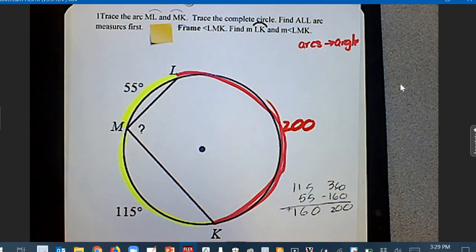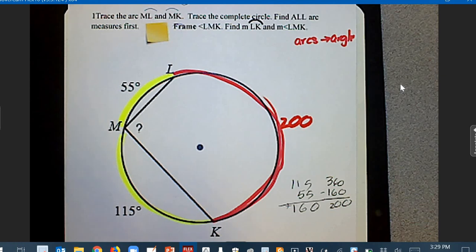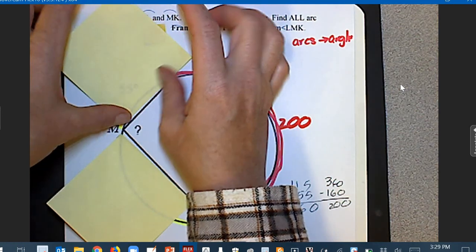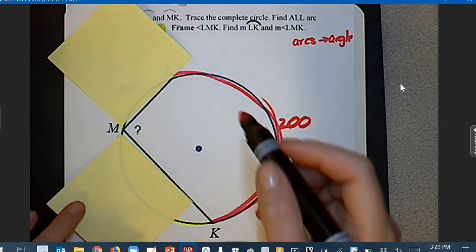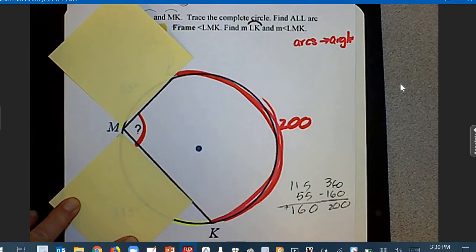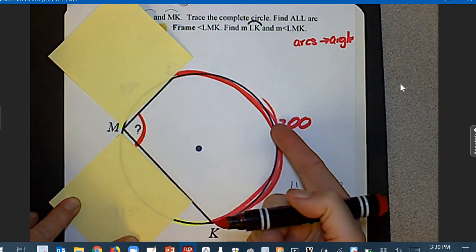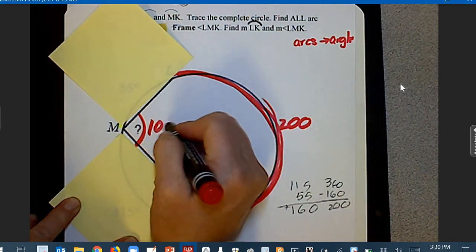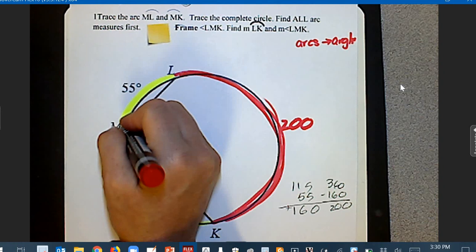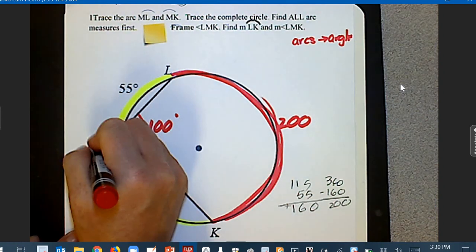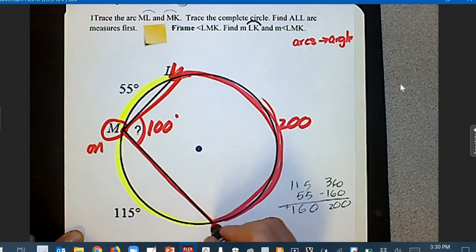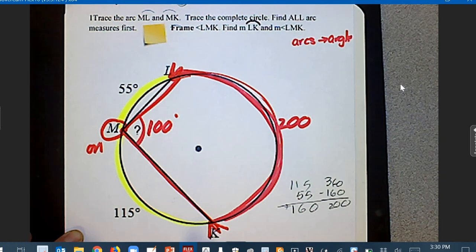Now we're going to frame LMK. Frame the angle. Now, right here, this angle is half of this arc, so if this arc is 200, this inscribed angle is 100 degrees. Why is it inscribed? The vertex is on the circle, the arms are in, and the hands of the angle, if you will, grab an arc.